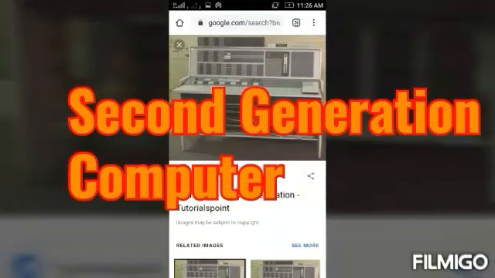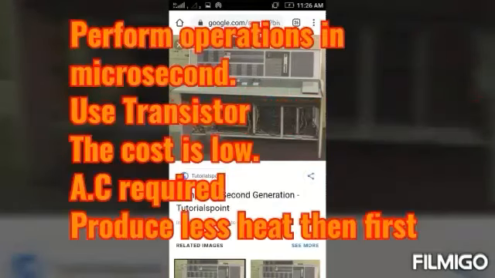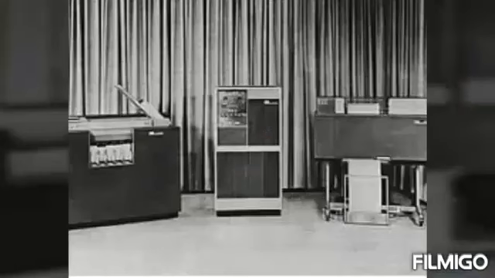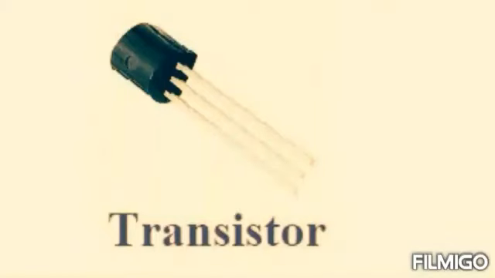Second generation computers use transistor technology. These computers produce less heat and are smaller in size as compared to first generation computers. Punched cards and paper tapes are used for input data. Magnetic tapes are used for data storage. COBOL, BASIC, PL1 are the languages used by second generation computers. Examples of second generation computers are IBM 1400, 700 series and IBM 350.